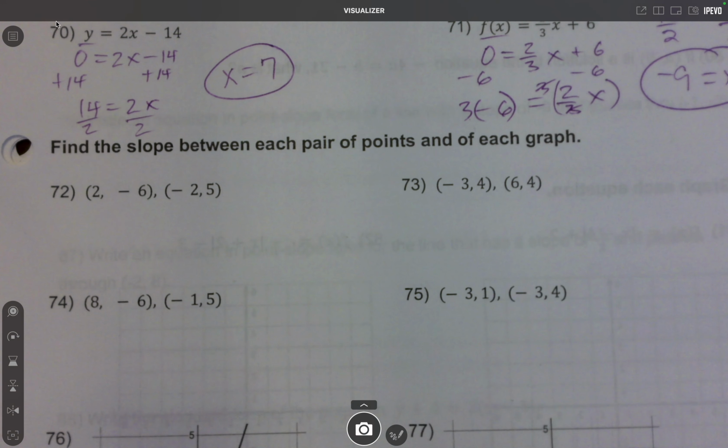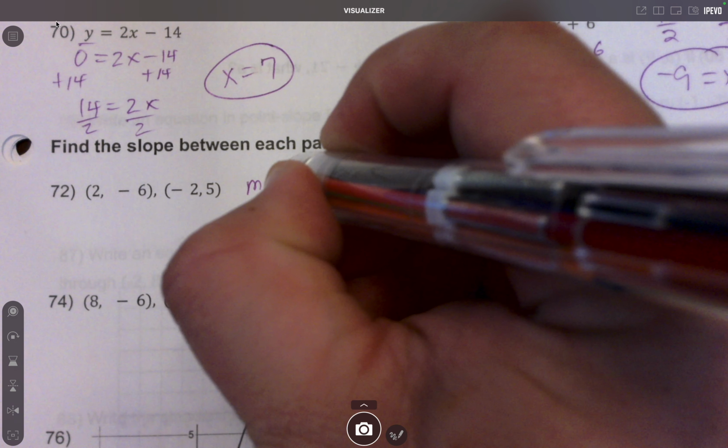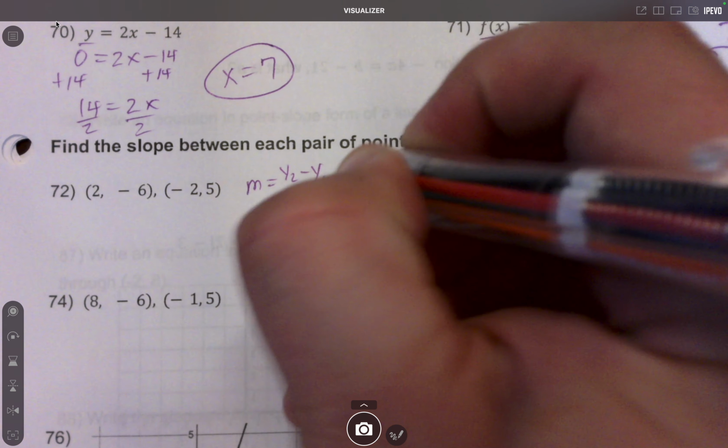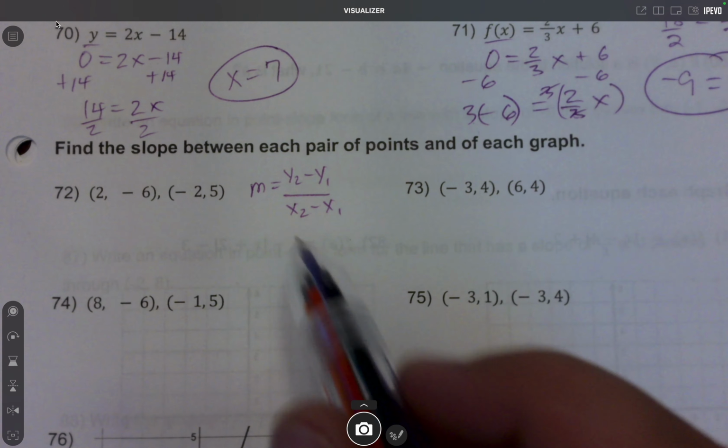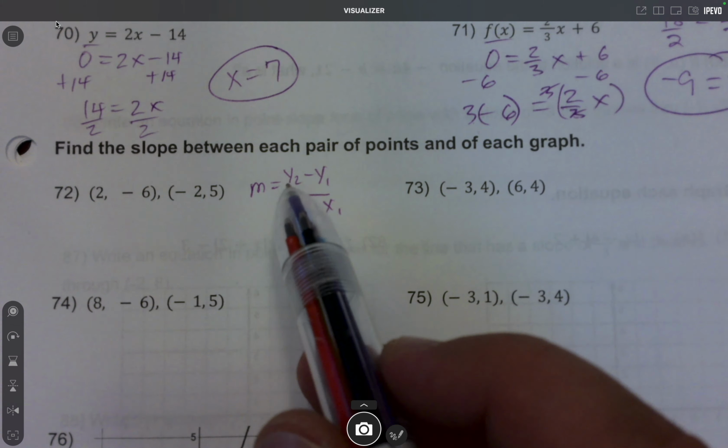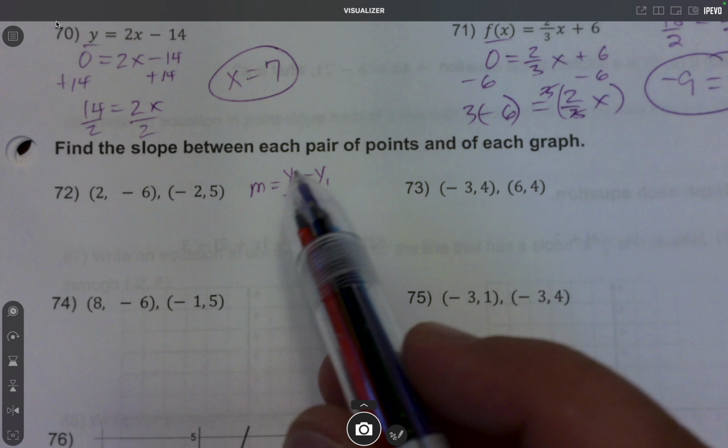Okay, we've got to use the slope formula for 72 through 75. So just a reminder, the slope formula is y2 minus y1 over x2 minus x1. And these are written as subscripts because it's just saying the second y minus the first y. It's not y squared.